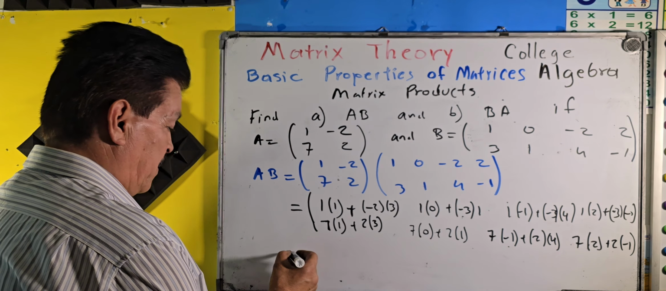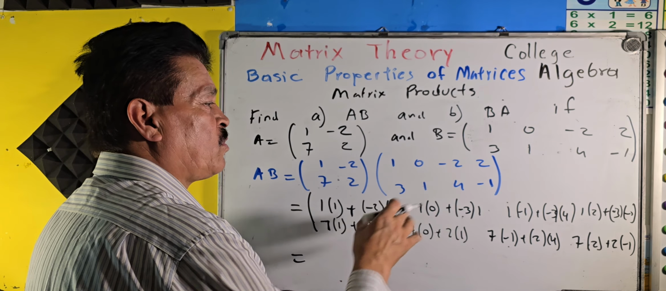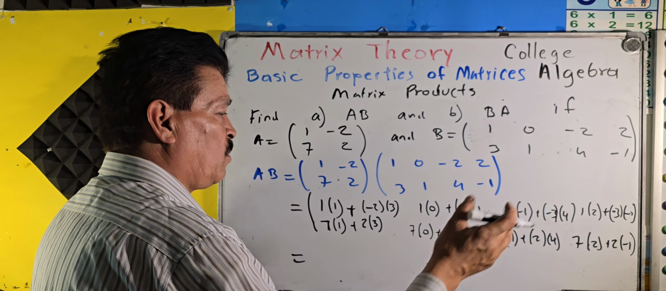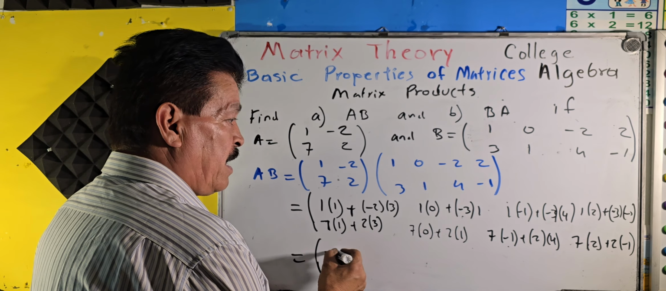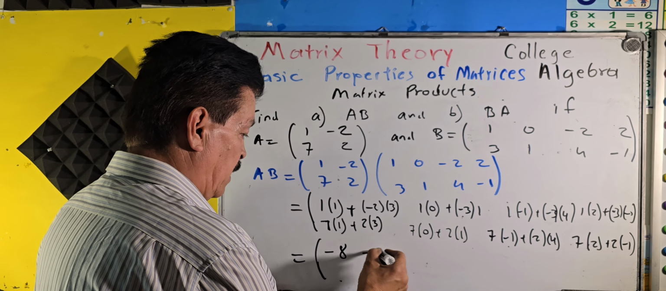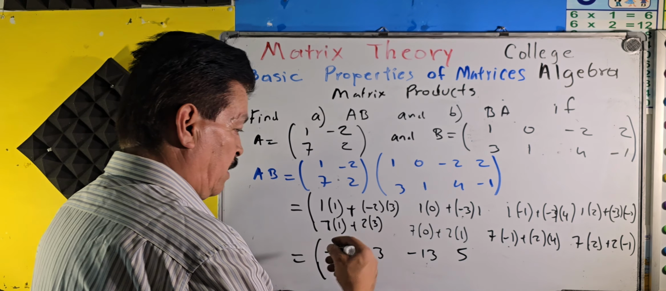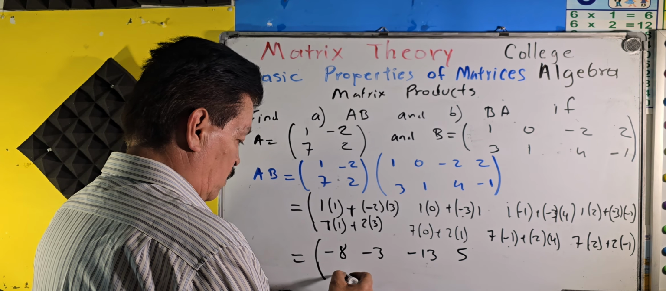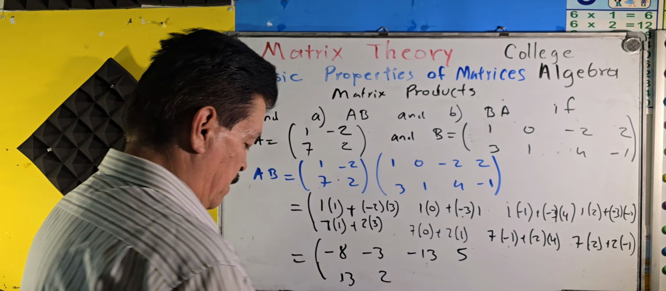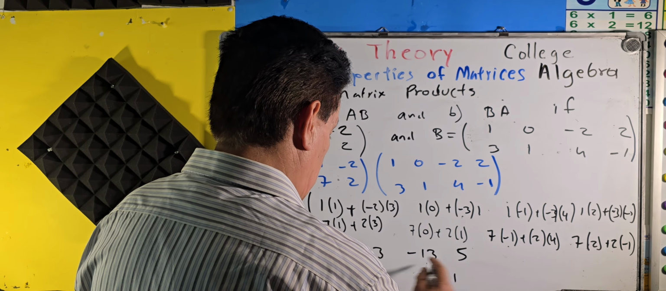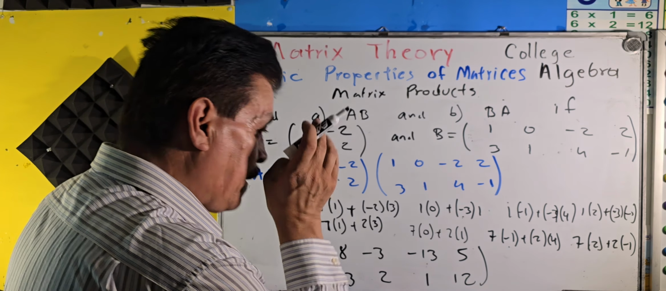So you are able to do it step by step, but it's too long, too much space. So I will write the conclusion right here: negative 8, minus 3, and then negative 13 and 5 on the first line, and the second is 13, 12, 1, and 2 and 12. That's the answer.